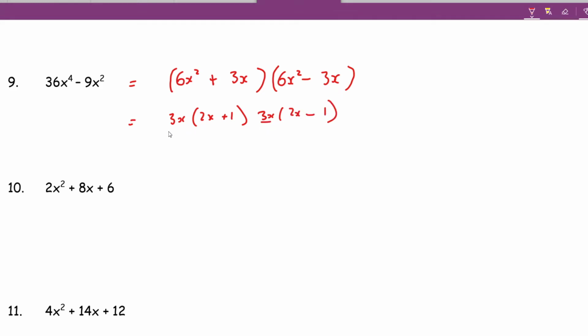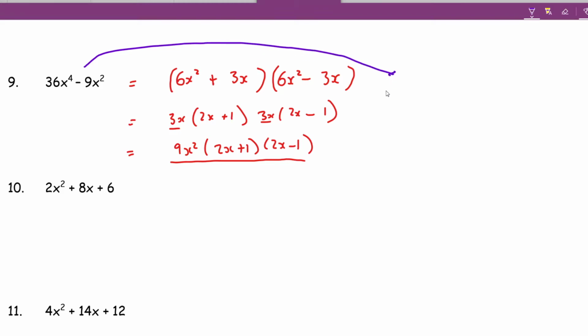Then 3x times 3x gives me 9x squared. And you've got 2x plus 1 and 2x minus 1. So this is actually a better form of completeness. Difference of two squares and taking a common factor of 9x squared out. Now, if you wanted, you could have spotted this right from the beginning.